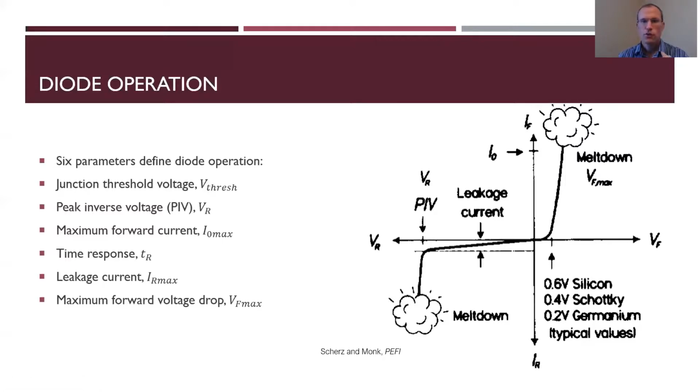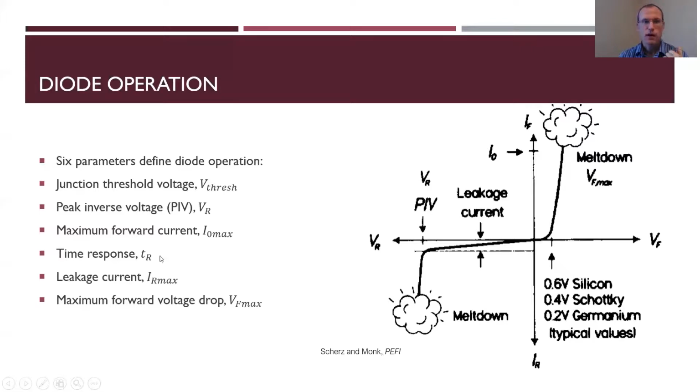There's a peak inverse voltage. Eventually, if you put this in backwards and load it up with enough voltage, it will start letting stuff through, even backwards. But that's generally not what you want to have happen. Maximum forward current, I0 max. Again, if you have too much voltage going forwards or backwards, bad things start to happen.